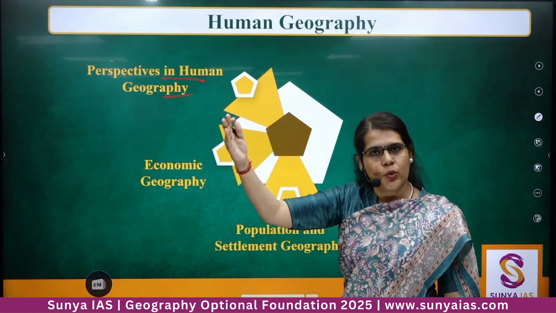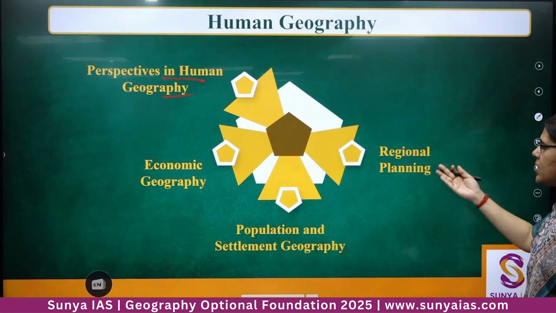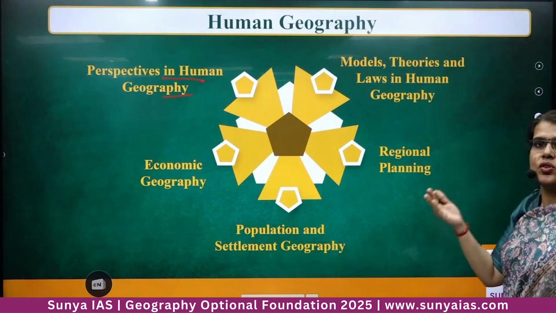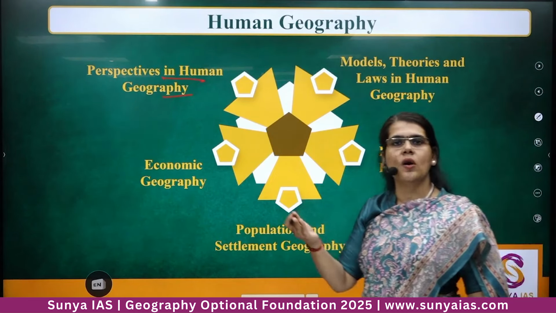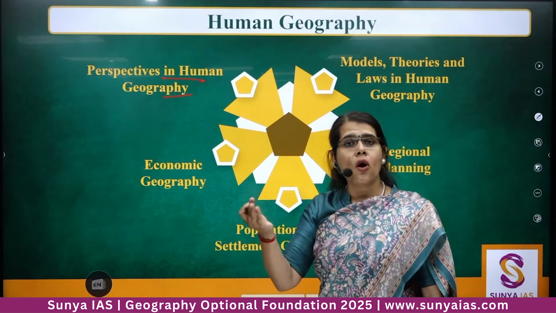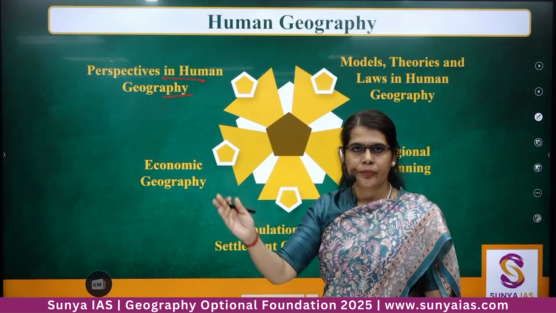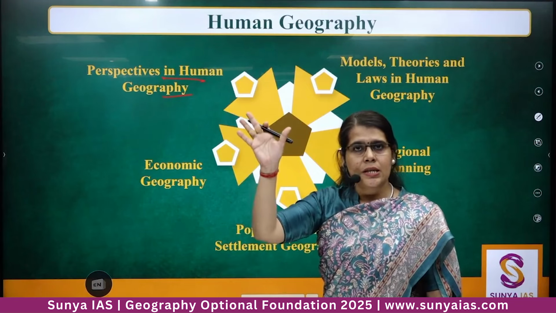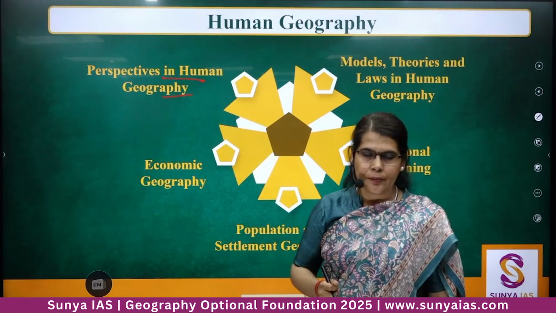So my suggestion is, please cover the syllabus elaborately, in depth, around these topics which are relatively easier and a bit more scoring. Okay. Then the next unit, that is the regional planning along with models, theories and laws in human geography. Again, very important topics in the geographical studies. Why? Because they have a huge applicability in paper 2.